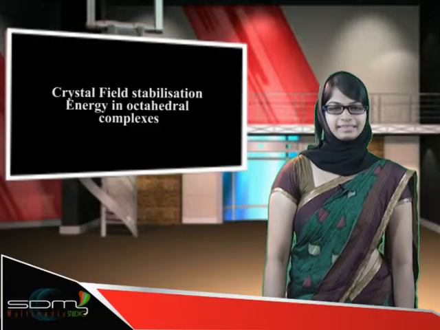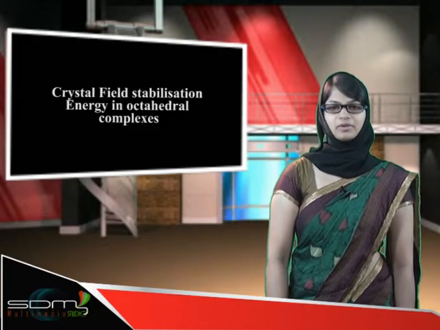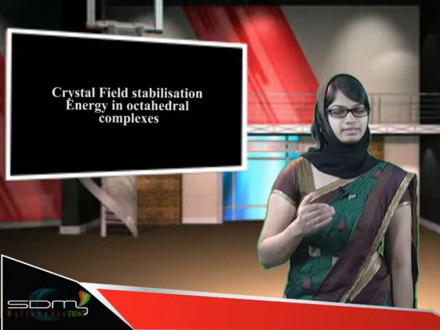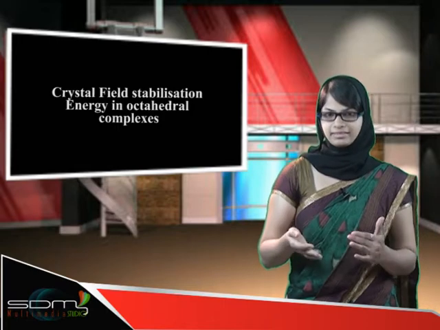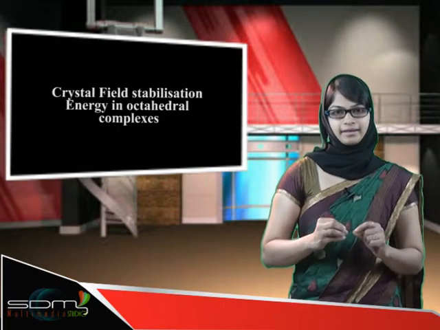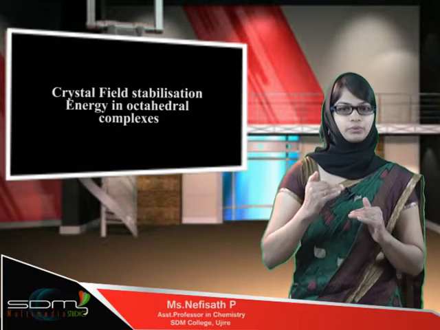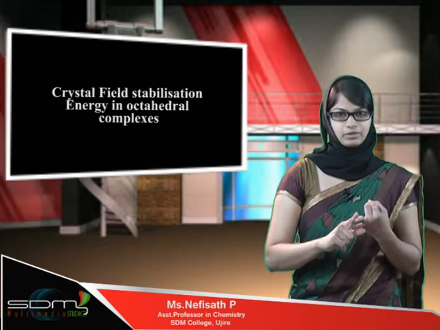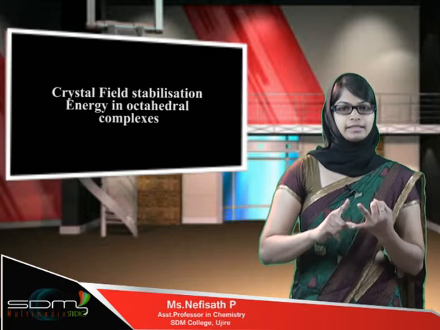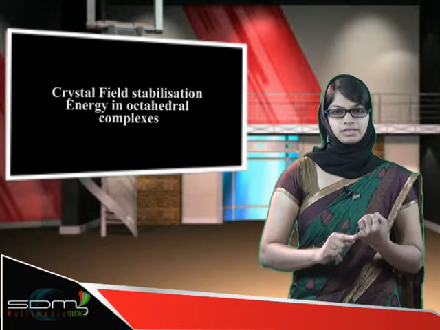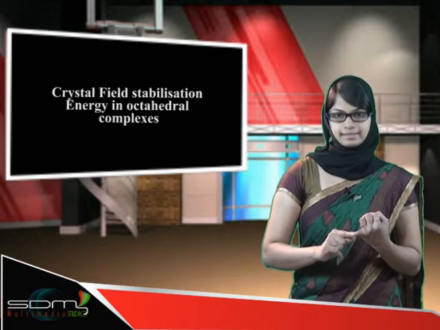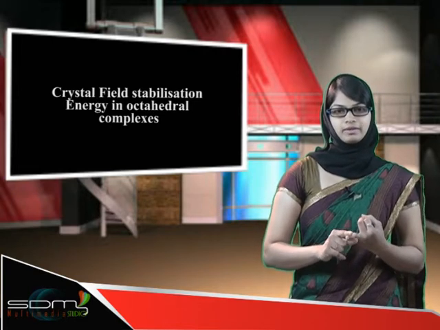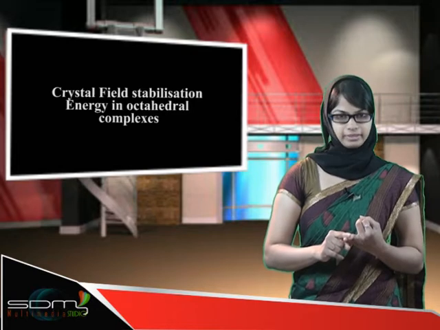Dear students, in the last class we studied the splitting of d orbitals in octahedral complexes due to crystal field effects, and we also studied that these 5 degenerate d orbitals are split into two sets, one as t2g orbitals and the other as eg orbitals. We also studied that t2g comprises dxy, dyz and dxz orbitals, and the eg orbitals comprise dx square minus y square as well as dz square orbitals.